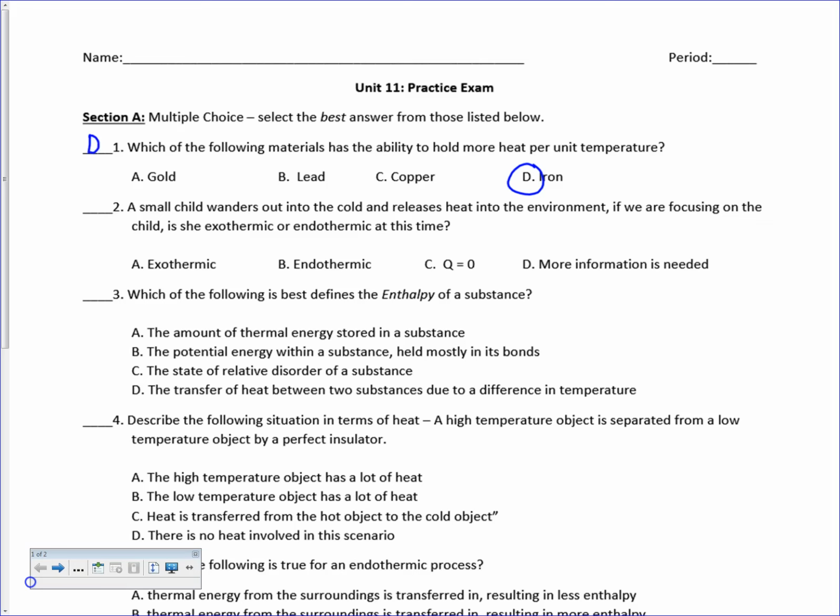A small child wanders out into the cold and releases heat into the environment. If we're focusing on the child, is she exothermic or endothermic at this time? Well, she would be losing heat or giving off heat into the environment, so that would make her exothermic.